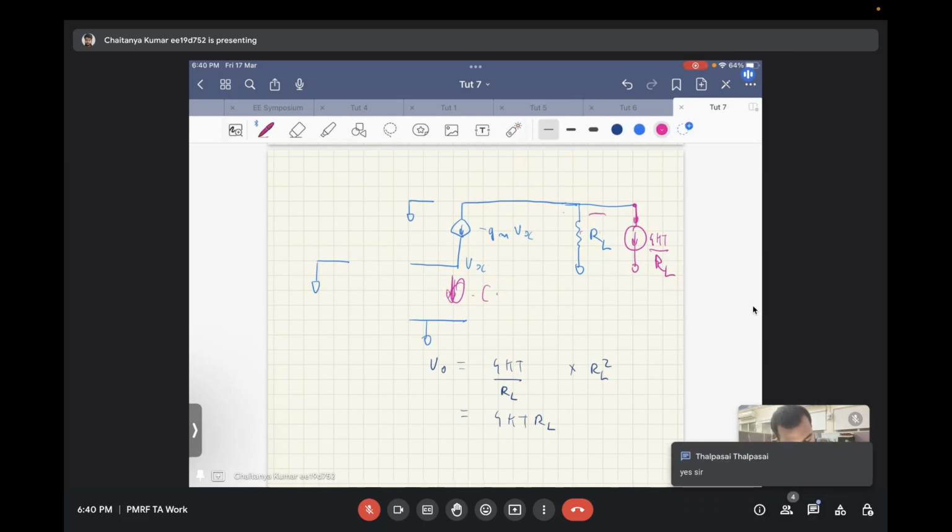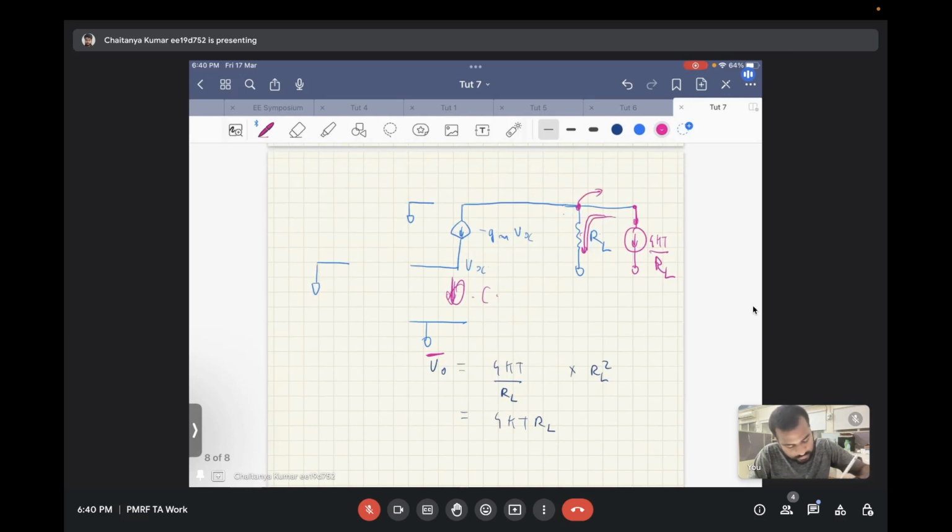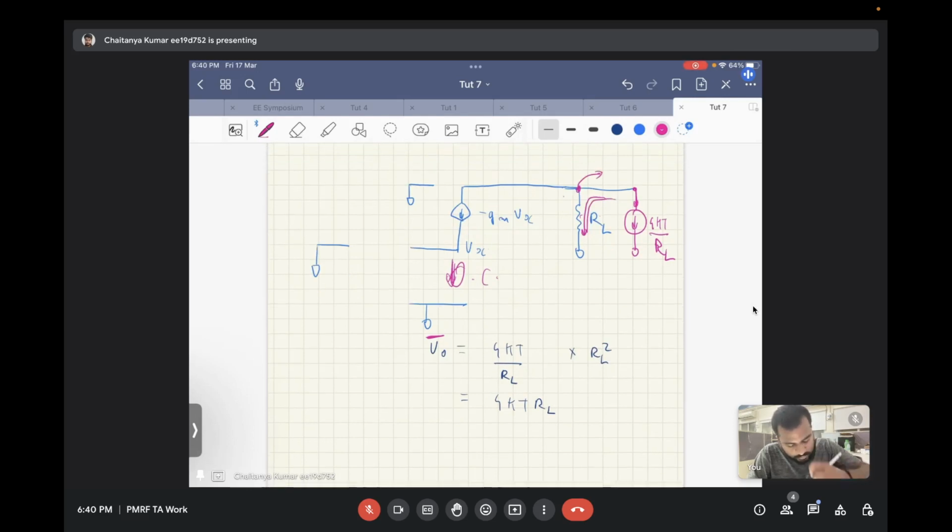Understood. So all the current will flow into this resistor. Now, if all the current flows into this resistor, what will be the RMS? I should change this notation. It's not basically the output noise voltage, it's the power of the output noise voltage. So what will be the power of the output noise voltage if all the current flows, mean square, yeah, correct, mean square of this.